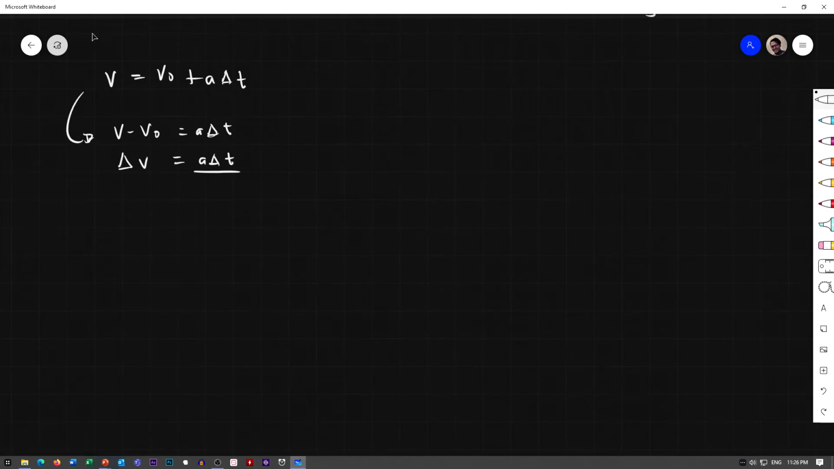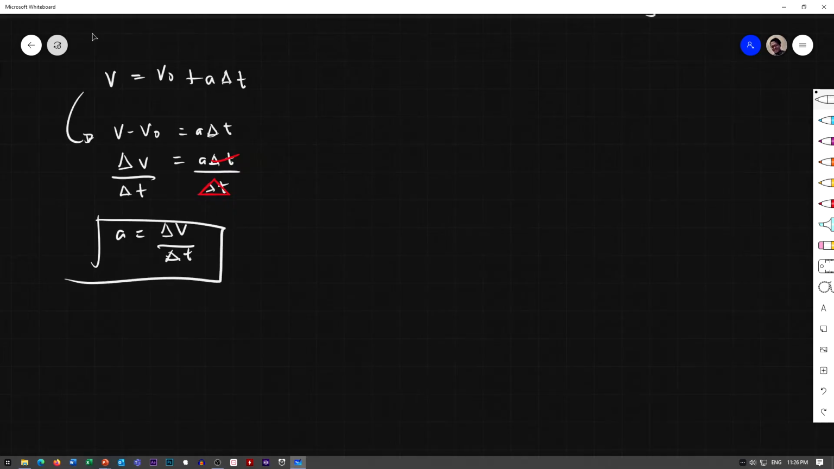Divide both sides by delta t, then you can cancel this. So basically, we just redefined acceleration, expressing it in terms of its final velocity. All right, so this is our first.